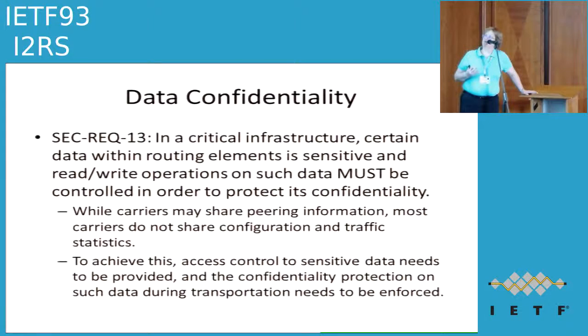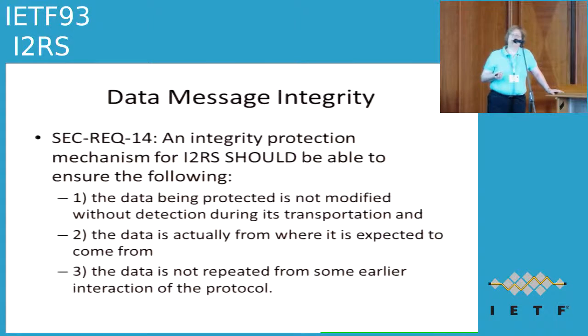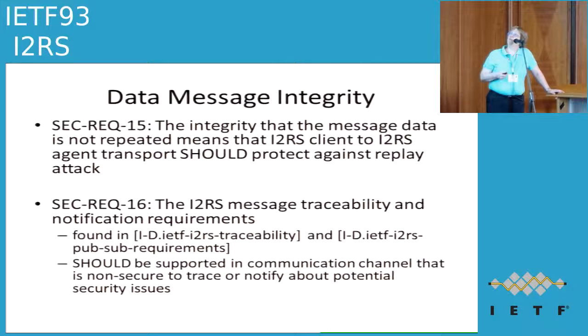In a critical infrastructure, this is just that it has to be confidential. And I think I haven't had very many comments on this one. This is integrity, that it shouldn't be modified without detection, that it's actually coming from where it's supposed to come from, and it's not repeated. Man-in-the-middle attacks are what some people link this to. Number 15, the integrity not repeated means that the transport should protect against replay attack. We all know that's important. And last of all, the traceability that we've already got in another requirement is important, and it should be supported. This is, again, in a channel that is non-secure, to trace security issues. We'll go through this one to see if we can work on the non-secure section as well.